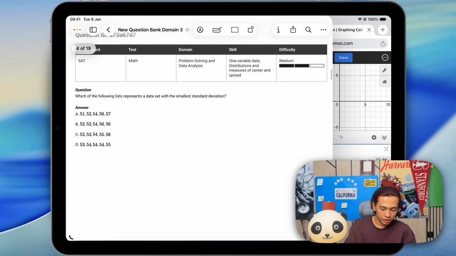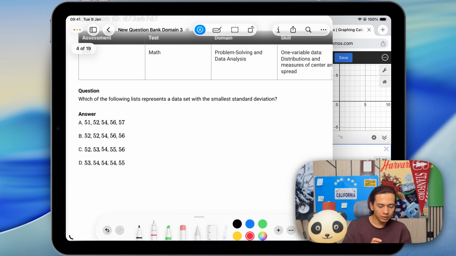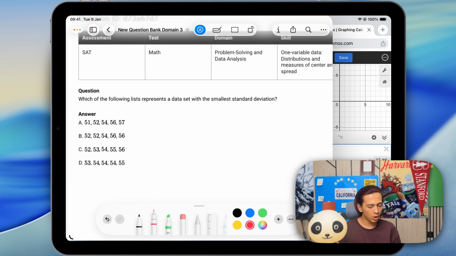Now moving on to the next question, which is the following. Which list represents a data set with a small standard deviation?